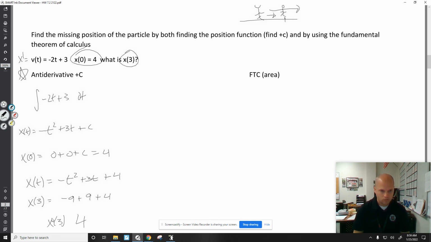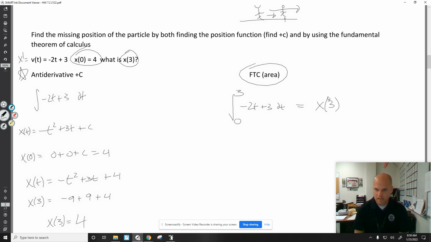Okay, so this is where I ended. But now we have an alternate approach. Using the fundamental theorem of calculus, the equivalency of accumulation of velocity here over the interval from 0 to 3. That's the time that I started, that I know the position at, and the time that I ended, that I'm trying to find. The accumulation of this velocity will be my displacement.